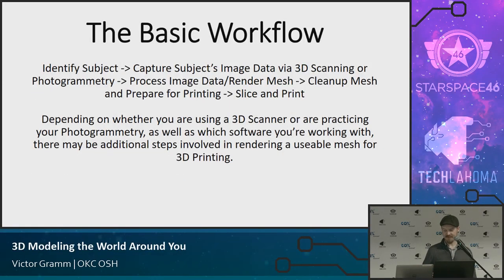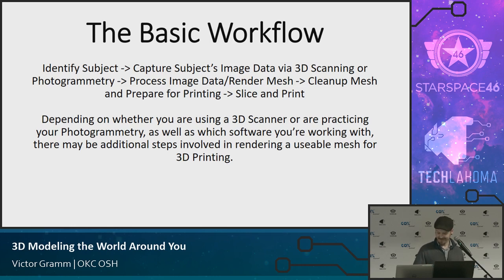The basic workflow behind digitizing three-dimensional objects: you identify your subject, you capture the subject's image data by the 3D scanning method or photogrammetry. Then you process the image data and render a mesh. You can clean up the mesh and prepare it for printing, and slice and print that sucker. Depending on whether you're using the 3D scanner or practicing your photogrammetry, there may be more or fewer steps involved. Your scanner might integrate some of those steps.